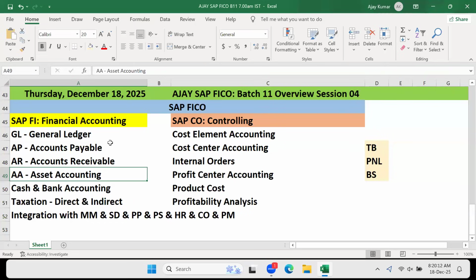To calculate profit, do you need only cost, or do you need cost and revenue both? Both. You need both, right?